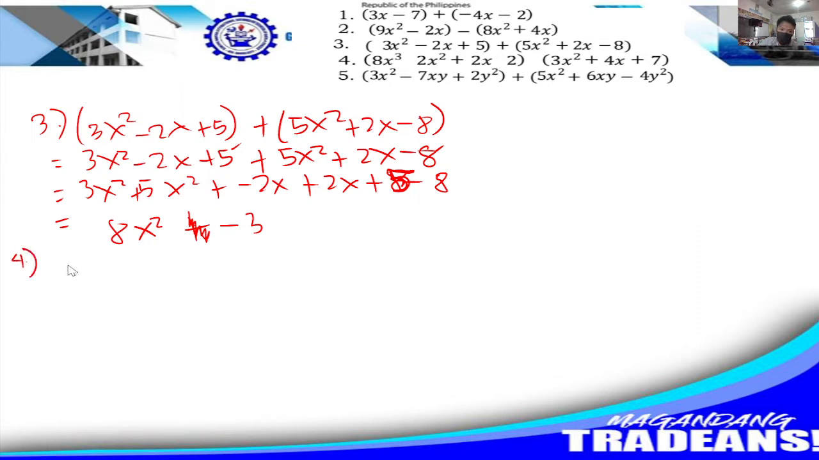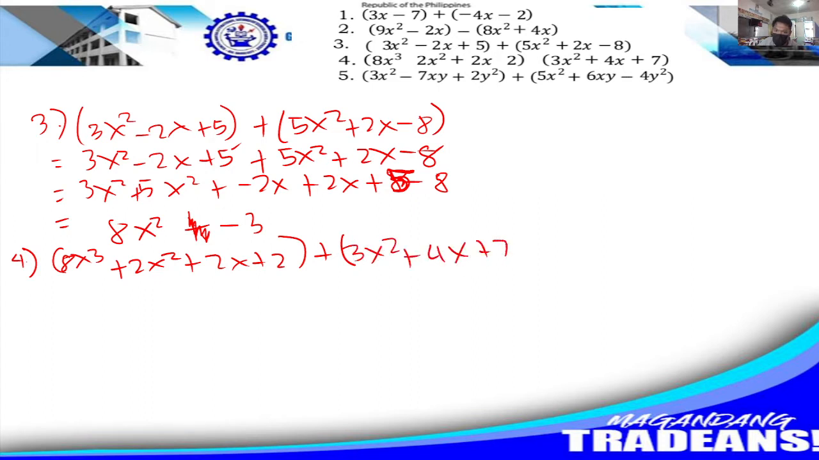Next, for number 4, the given was 8x cubed plus 2x squared plus 2x plus 2, then added to the group of 3x squared plus 4x plus 7. The first group is added to the second group. Take note, addition was used, so bring it down.